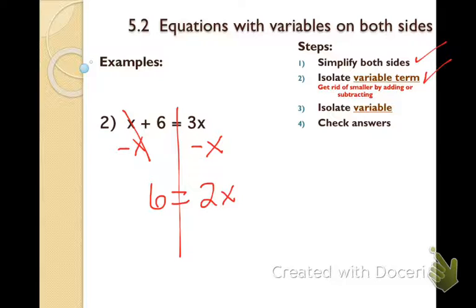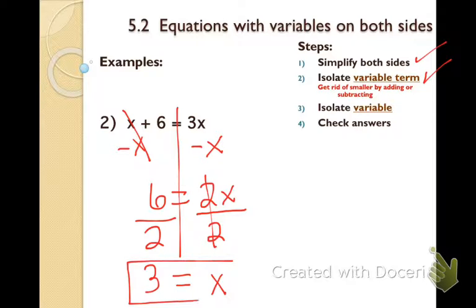I have x times 2. To get rid of times 2, the inverse operation is divide by 2. I have to do the exact same thing on both sides. Cancel. And x equals 3. And that's my answer. You can easily plug it in your head and find out that 3 plus 6 is 9. 3 times 3 is 9. It's the same on both sides. Good.